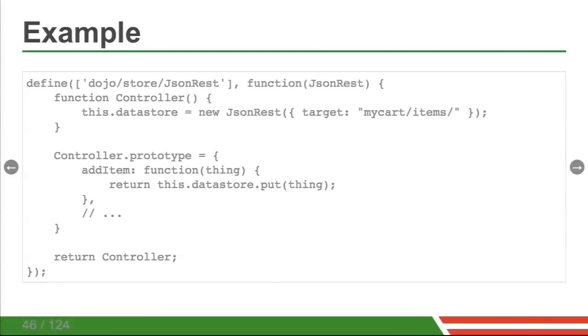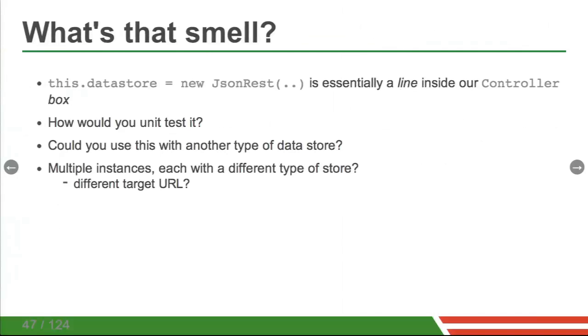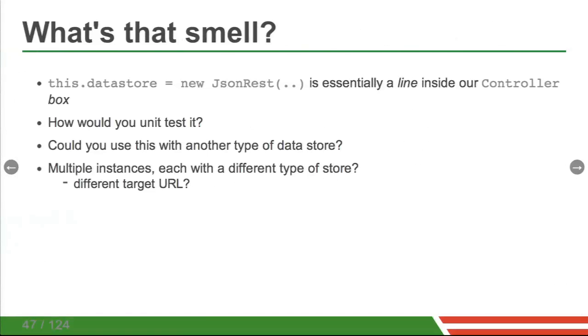Could you use this with another type of store? Maybe you need some other type of data store. Maybe you want to reuse this controller. You can't do it because you're using new, right? And what if you want offline capability? Right. What if you want some sort of offline capability? Exactly. What if you even want to use this component with different target URLs? You can't do it, right? We just put too much inside this component.